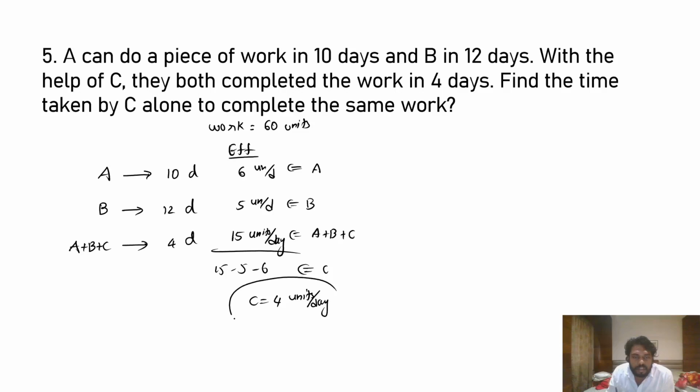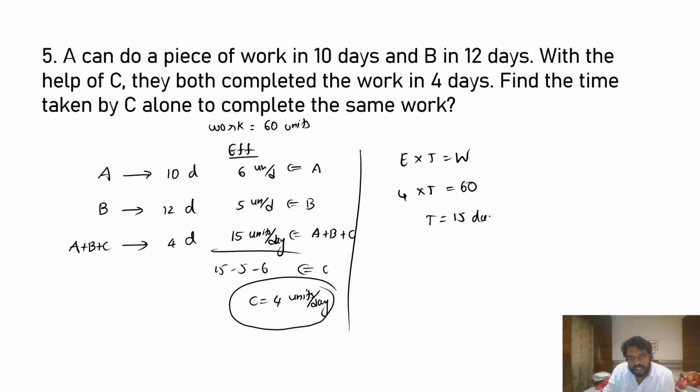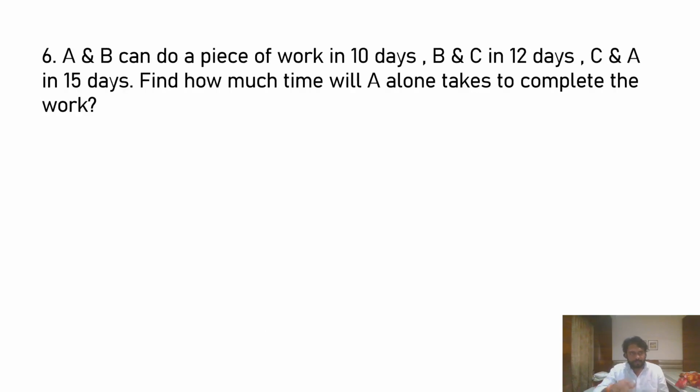which would be 4 units per day. That is C's efficiency. If C is able to complete 4 units in a day, how much time will it take him to complete 60 units? I'm going to use my formula again: efficiency into time equals work. Work to be done is 60, efficiency of C is 4, and time taken you need to calculate. 60 by 4, it is 15 days. This is the answer for this particular model. I hope you understand this. Let's move on to the next.